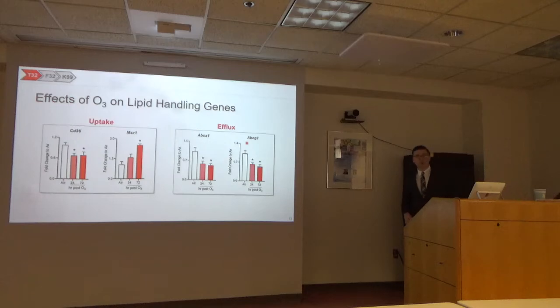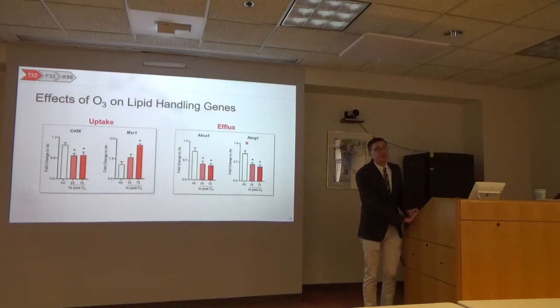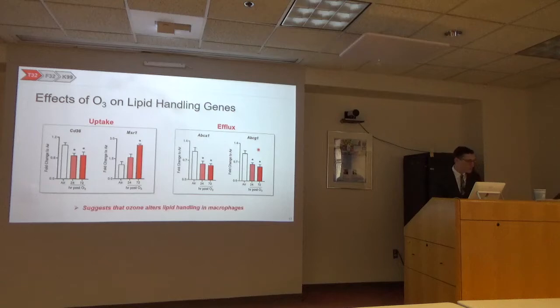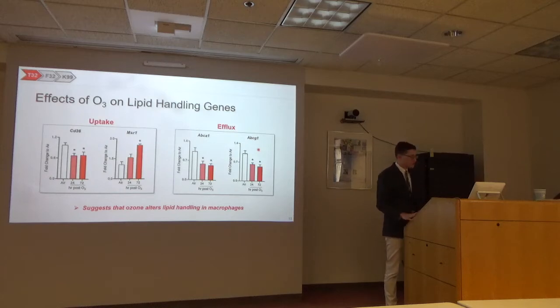I've also looked at the expression of genes involved in lipid handling. This was done by qPCR in the cells recovered from the bronchoalveolar lavage. I looked at the expression of two uptake receptors, CD36 and macrophage scavenger receptor 1. CD36 was significantly reduced in these cells in response to ozone relative to our air controls, whereas macrophage scavenger receptor 1 was actually increased at 72 hours. Then I looked at two efflux transporters, ABCA1 and ABCG1, and their expression was also significantly reduced. All this is to say that it seems ozone is affecting the ability of these macrophages to handle lipids.